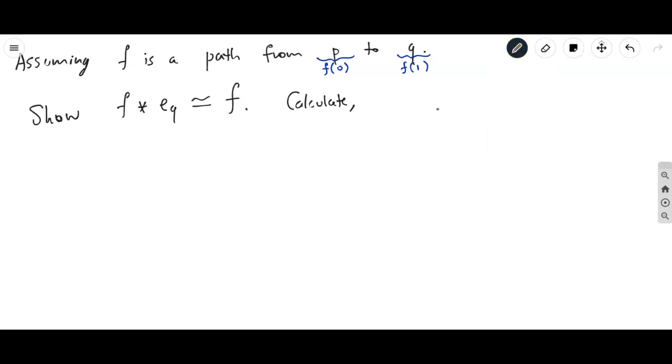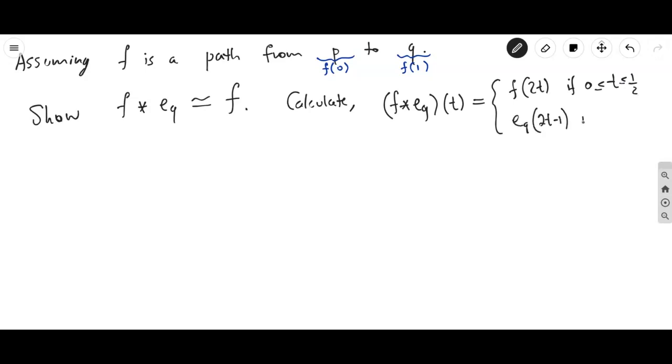So we're going to calculate the formula for the juxtaposition. This is what we were saying earlier. This is going to be f of 2t if t is between 0 and a half, and then it's the second path, eq, 2t minus 1, if t is between 1/2 and 1. But eq, that's the constant path, so this one's just equal to q, right? That's just q.